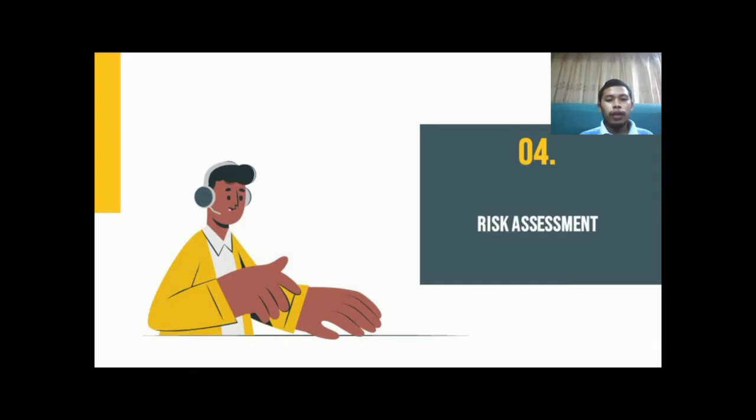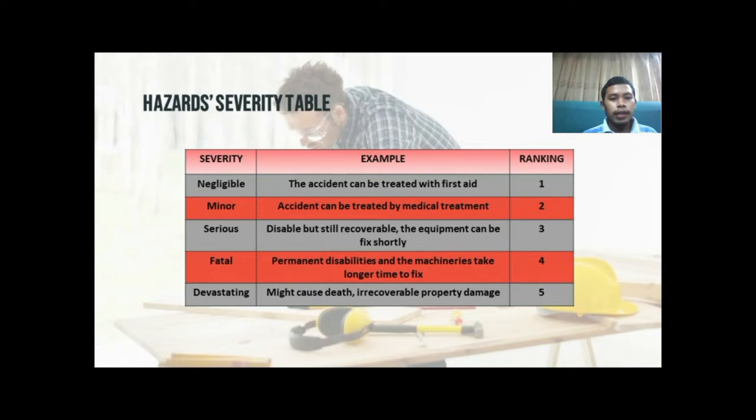We have looked into the types of activities being done at the sawmill and their potential hazards. Now, let's look into the risk assessment. Risk assessment can be done by creating a risk matrix table. But before that, we must have two elements. Here is the first element, which is the hazard severity table. We have separated the severity into 5 types, which are negligible, minor, serious, fatal, and devastating. We rank them from 1 to 5. The example column explains the severity.